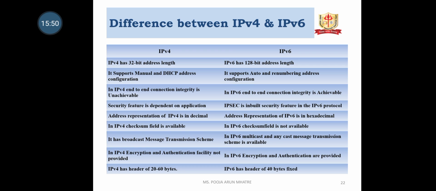IPv4 has a broadcast message transmission scheme, and IPv6 has multicast and anycast message transmission schemes. In IPv4, encryption and authentication facility is not provided. In IPv6, encryption and authentication facility is provided. IPv4 has a header of 20 to 60 bytes, and IPv6 has a fixed header of 40 bytes.